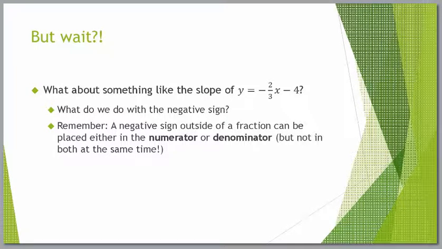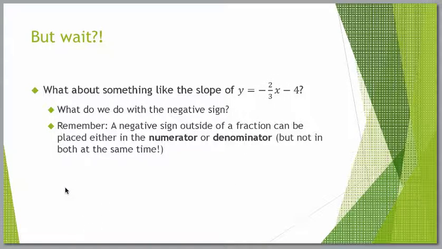And again, that's going to be useful for when we actually start using slope. For now, you may be like, why does that matter? But we'll see here in just a moment. This is another "but wait" statement. What about something like the slope of this equation? So we have y equals negative 2/3 x minus 4. So our slope here, I hope you'll agree, is negative 2/3.